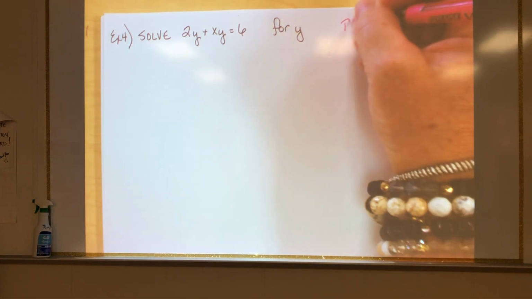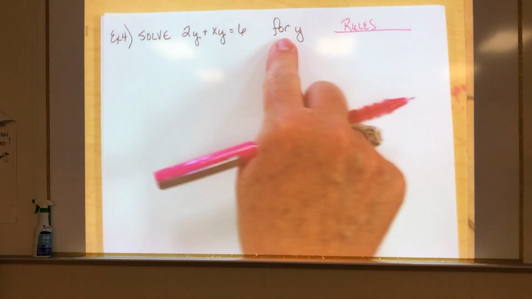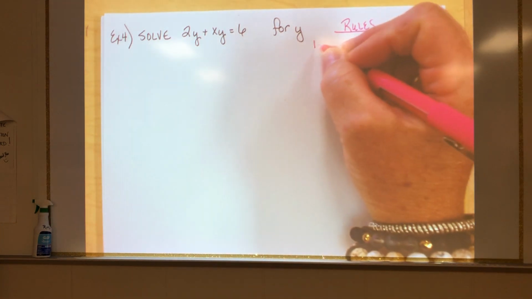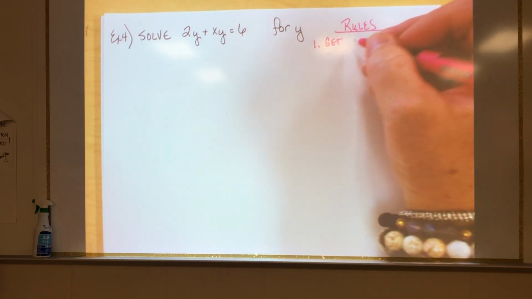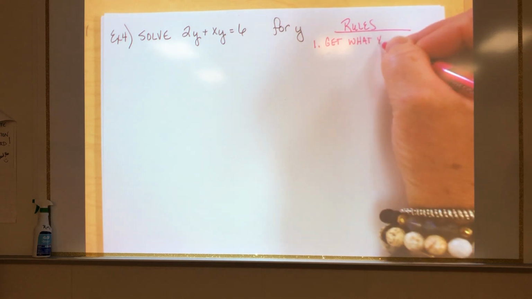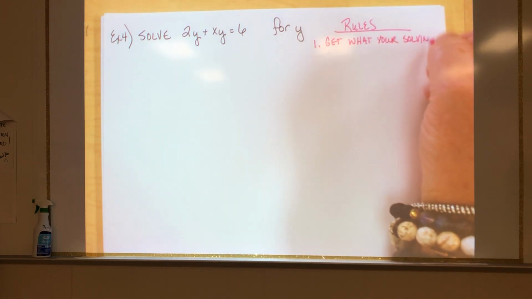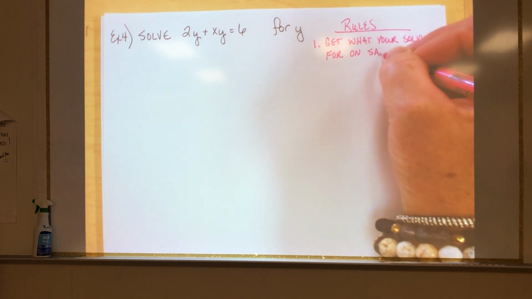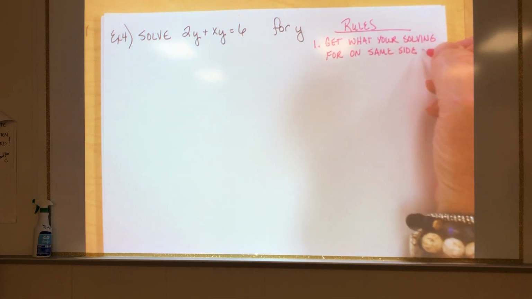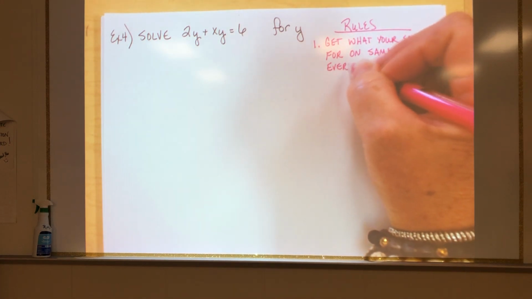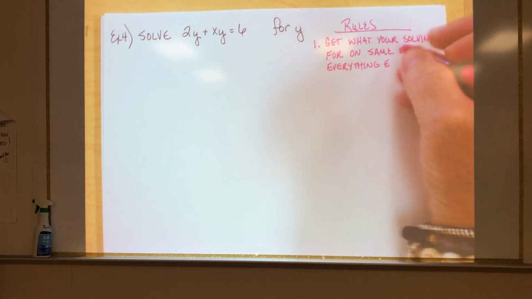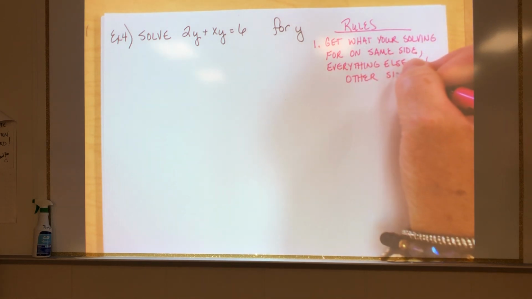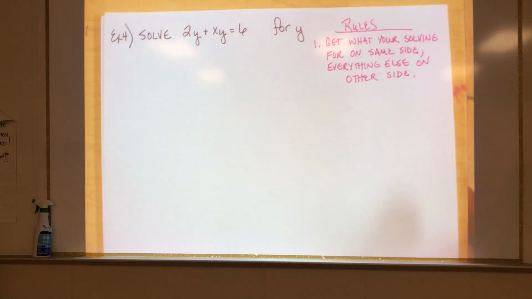All right, so I'm going to write the rules down right here. Whenever you have a problem and you're solving for a variable and there's more than one, these are the rules that you have to follow, okay? So the first rule says, get what you're solving for on one side, on the same side, and everything else on the other side. So we minus xy. Okay, but what are you solving for? Y. So here's what you want.